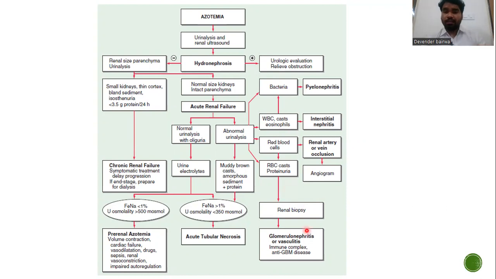If immune complex diseases or vasculitis are there, then you can go for a biopsy. Suppose you're not finding these things, but you're finding some abnormalities in urine, then as we have already discussed in the previous table, depending on the urine osmolality and fractional excretion of sodium, we can see whether we are dealing with a pre-renal type of acute kidney injury or a renal type of acute kidney injury. So this flowchart you can use in your patients who are presenting to you with uremia or azotemia, and you can delineate what the cause is.